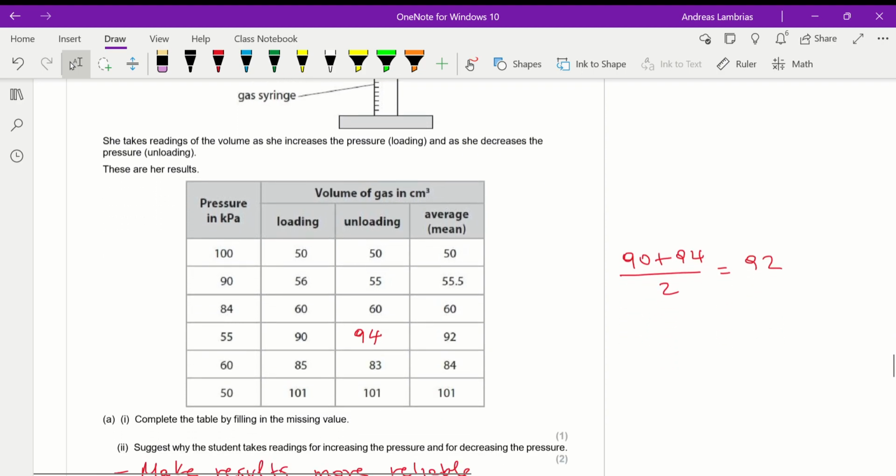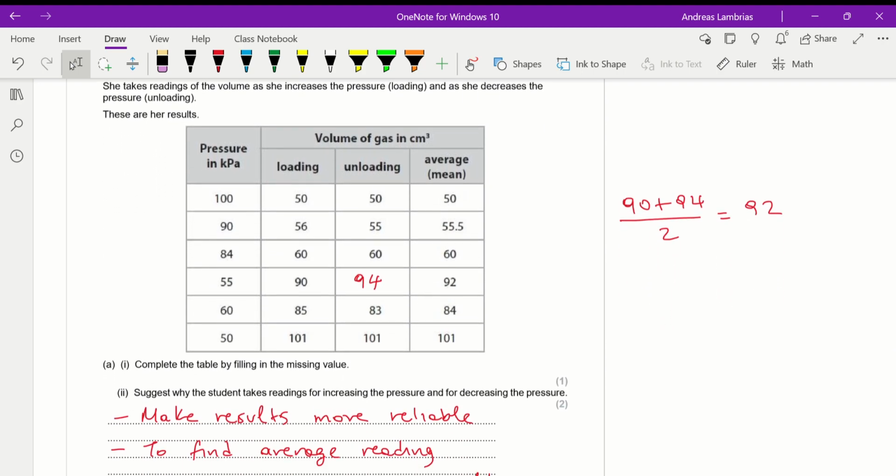In the table of results there's a missing value that we have to find out, and we can find this value using the average value of volume that is given there. So we're looking for a number that, when added to 90 and divided by 2, gives us the average. That's how we find the average: we add and divide by 2 if it's two values that we're using. So we're looking for something that gives us the average of 92. So that will be 94.